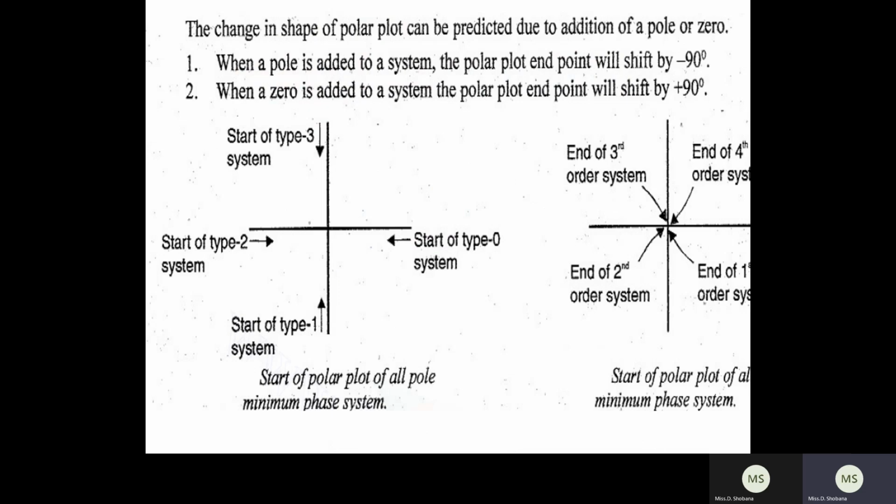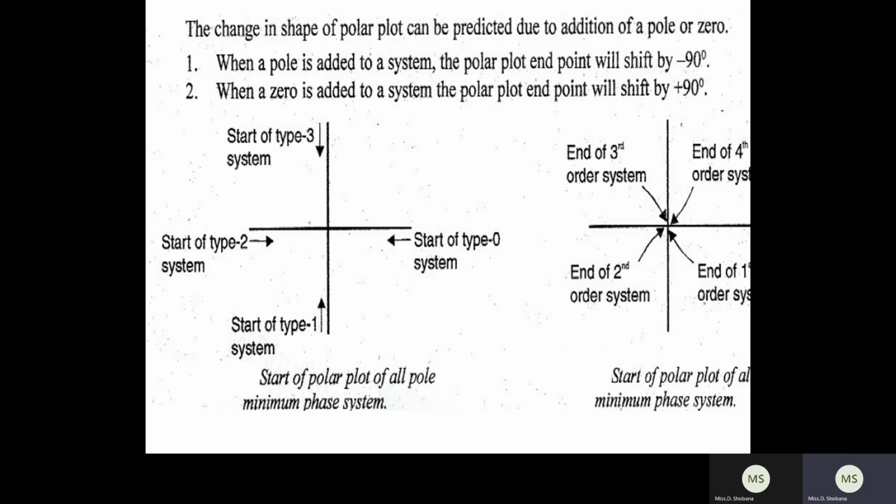And then we can go for the various additions of poles and zeros, and how the polar plot shapes will change. When a pole is added to the system, the polar plot endpoint will be shifted by minus 90. When a zero is added to the system, the polar plot endpoint will be shifted by plus 90. So this is also considered the effect of adding poles and zeros to the system. The polar plot will also be drawn using the concepts of type number and order of the system. The type number of the system can vary from 0 to different values, and the order of the system will be first order, second order, third order, fourth order, like this.